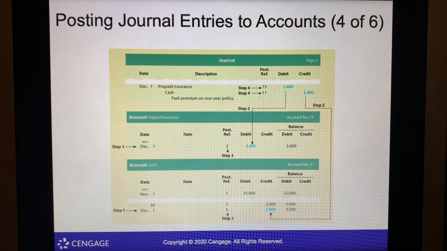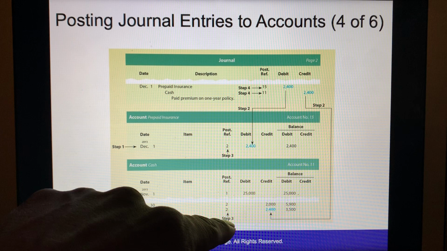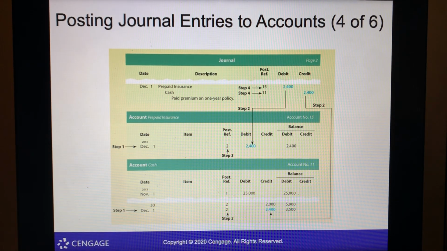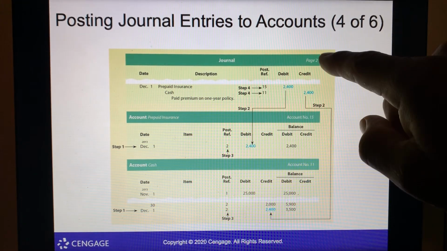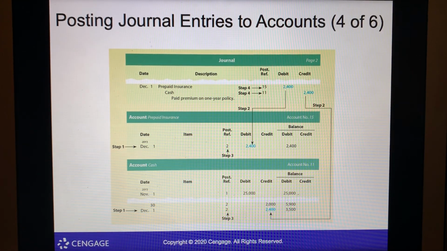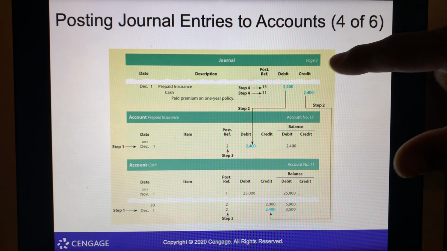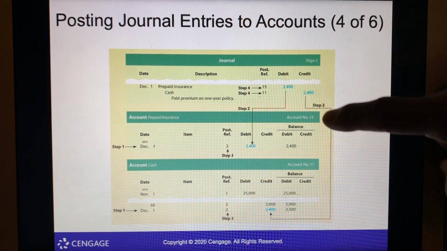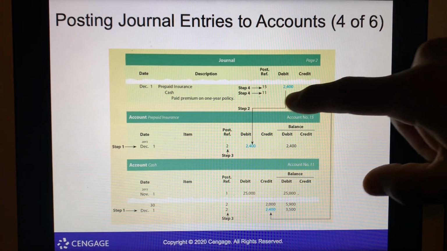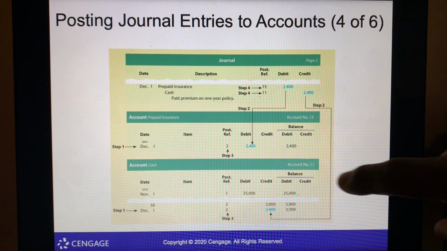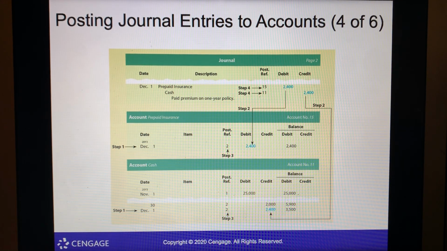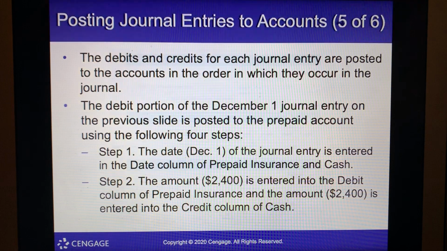In the account right here, you're putting 2 as a posting reference because you're referring to the page number right here, page 2. So 2, 2, and this is where it was recorded in the journal, on page 2. That's what the posting reference is about. Notice how your posting reference says 15. It's referring to account number 15. Your posting reference for cash is referring to account number 11 right there. It's just a way of recording and checking and making sure you accounted for it.